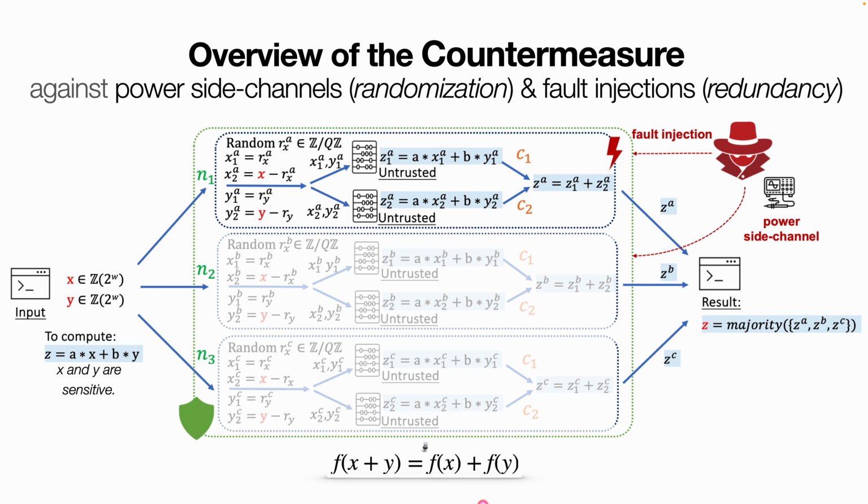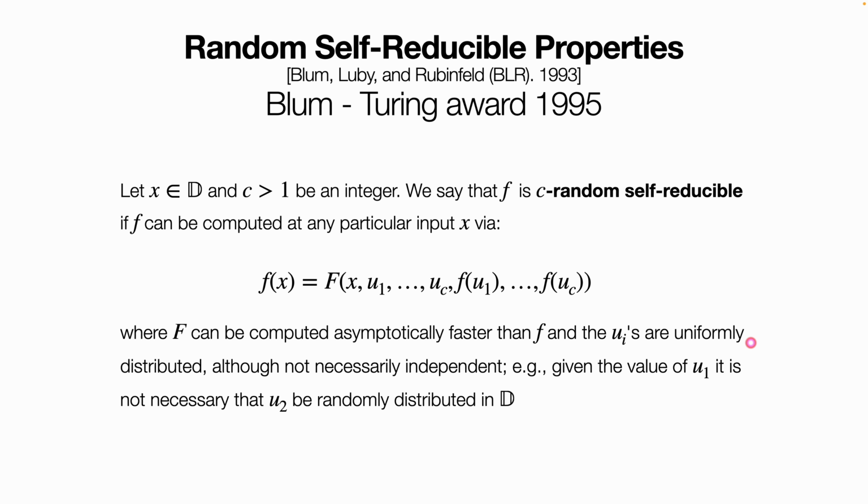The second countermeasure is to repeat the process 3 times, the N parameter, so that if one of the computations errors due to the fault introduced by the attacker, it can still correct the result using majority voting. We developed an extra countermeasure to protect the majority voting itself, which I'm going to discuss momentarily. But first, let's look at the formal definition of C random self-reducibility.